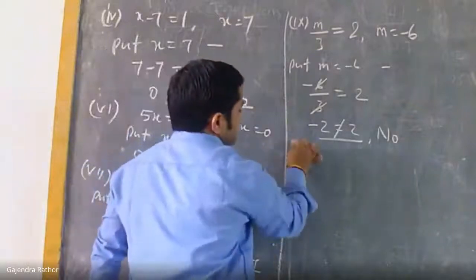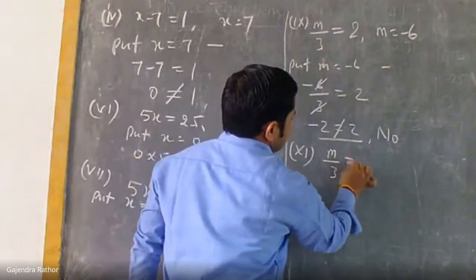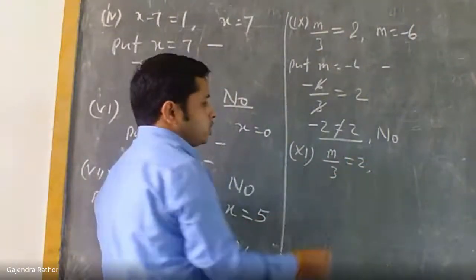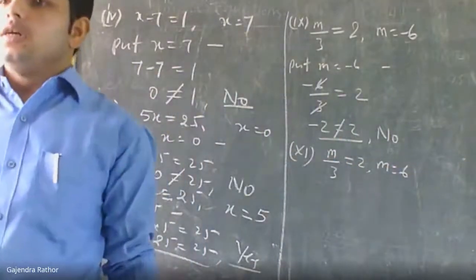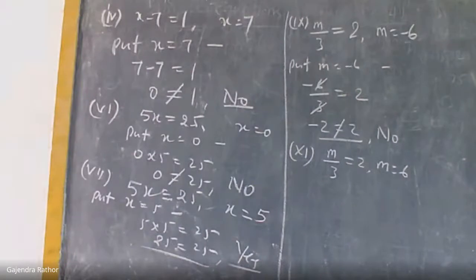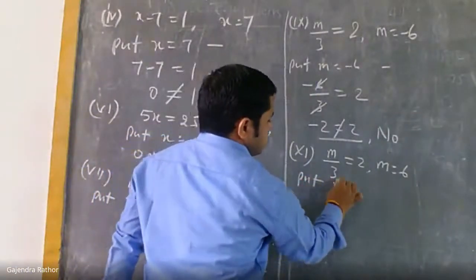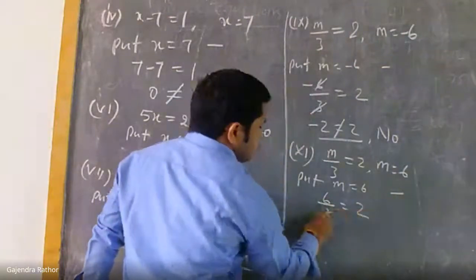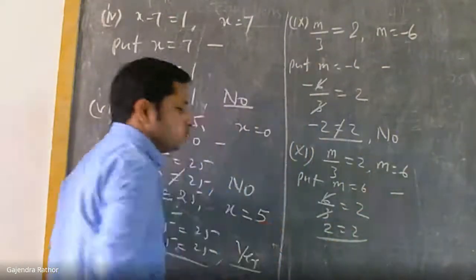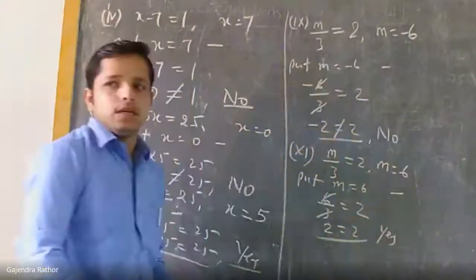Next, 11th point. Again the same equation, m by 3 is equal to 2, while the value is changed, the new value is 6. So let's check whether 6 is correct or not. Okay, very good all of you. Put m is equal to 6. 6 by 3 is equal to 2. 3 twos are 6, so 2 is equal to 2. So both values are equal. So our answer is yes.